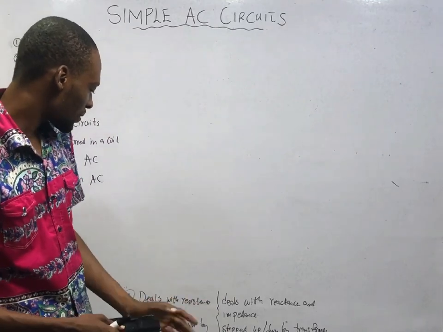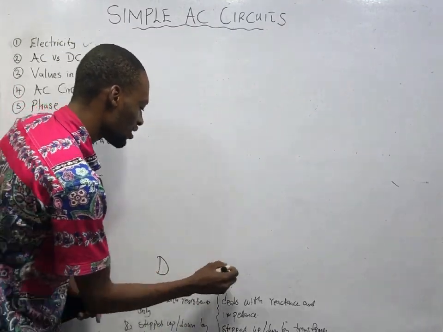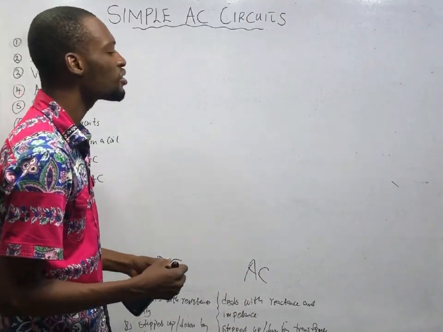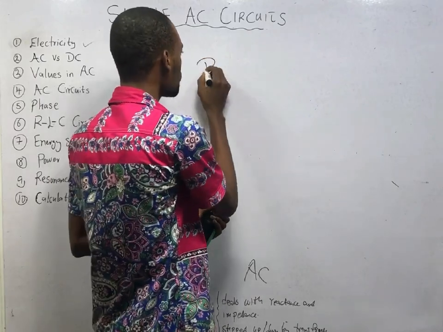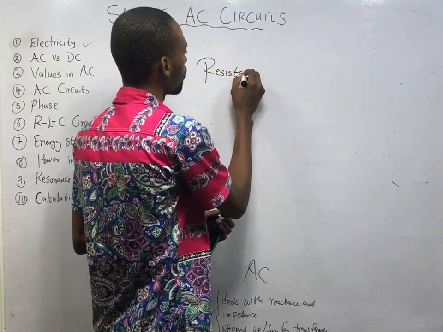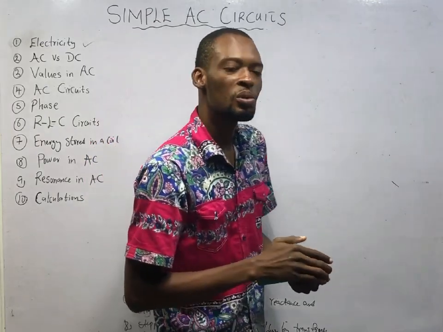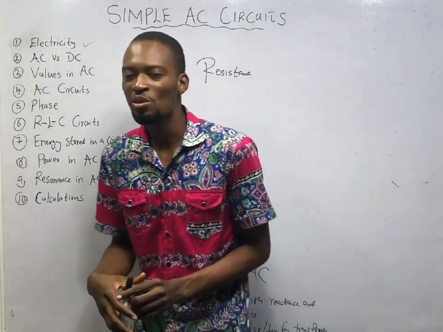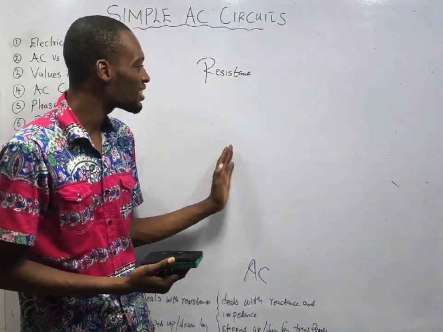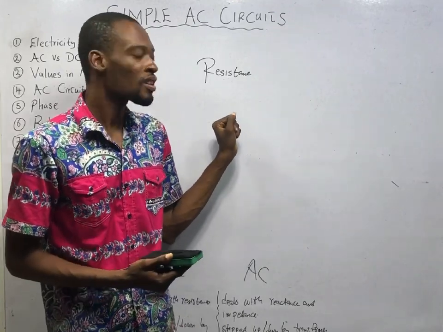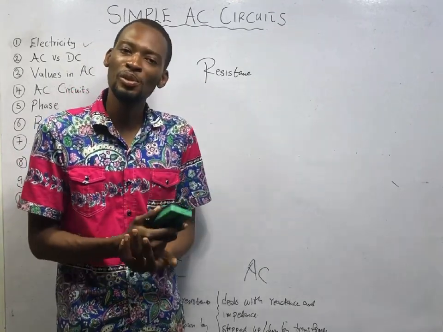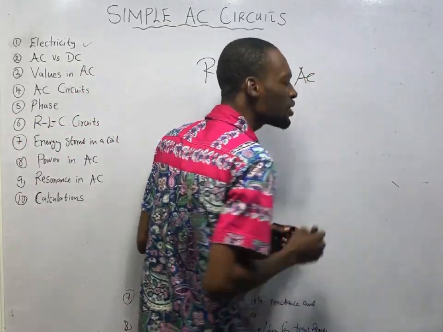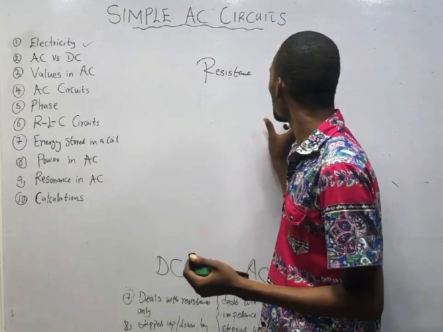So let's see some things here. Here is DC, here is AC. DC deals with resistance only. When you are dealing with DC, you hear resistance. So you might have solved questions in physics when you are asked to look for resistance. In most of these cases, you are dealing with DC. Resistance is the opposition to the flow of current. But in AC circuits, opposition to the flow of current is not only by resistance.